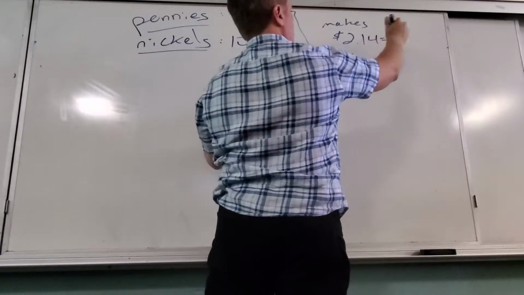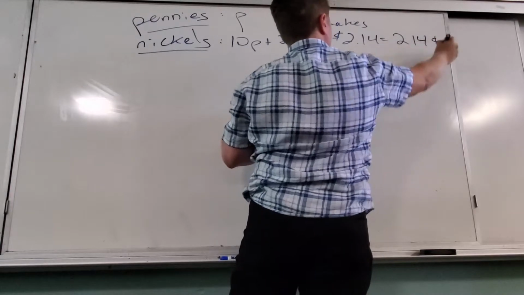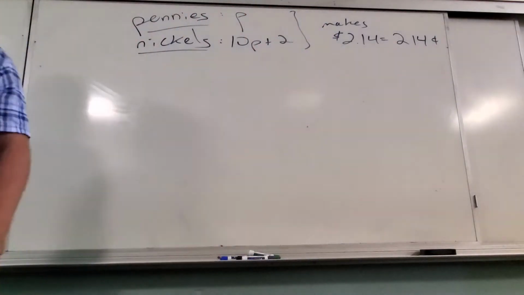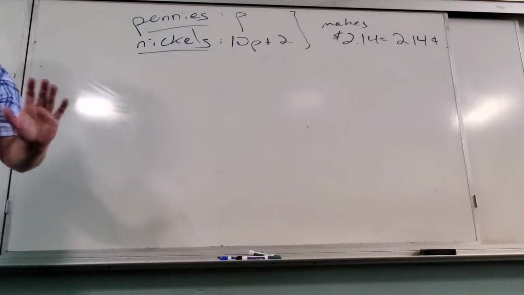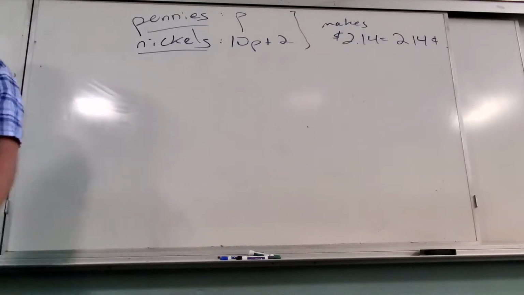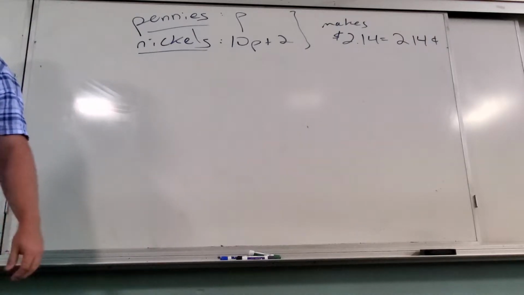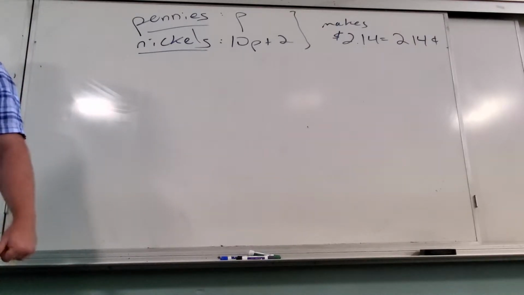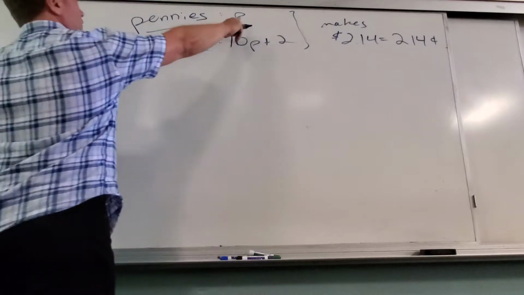Of course, $2.14 is 214 cents. You don't have to do that if you don't want to. It's fine. You can keep all the decimals in there. But some of you guys are going to do this. So how many cents for every penny?